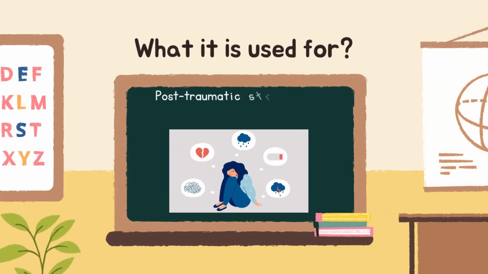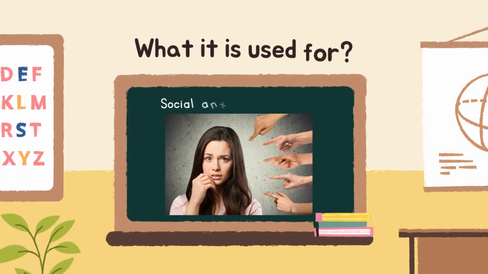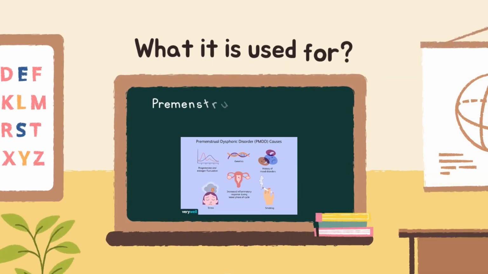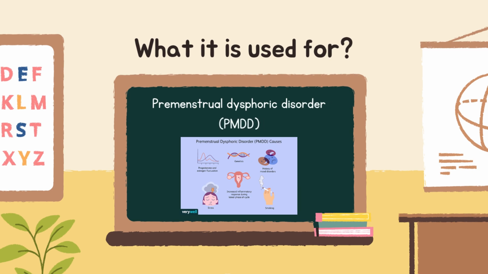Post-traumatic stress disorder, PTSD, a condition that may develop after witnessing or experiencing a terrifying event. Social anxiety disorder, SAD, a condition where you have fear and anxiety about social situations. Premenstrual dysphoric disorder, PMDD, a condition similar to premenstrual syndrome, but more serious.